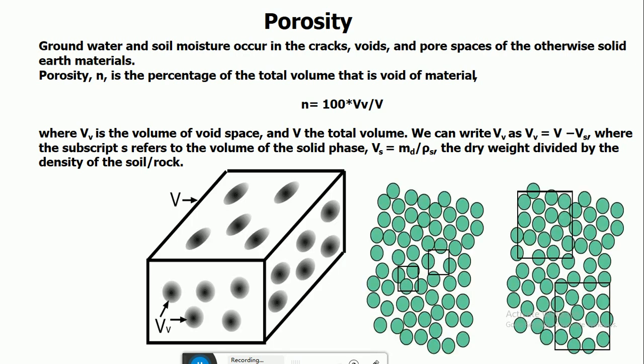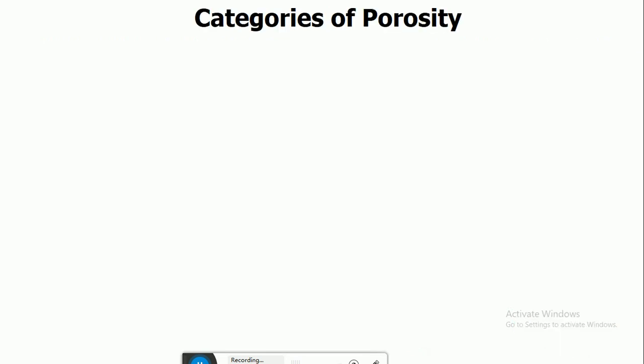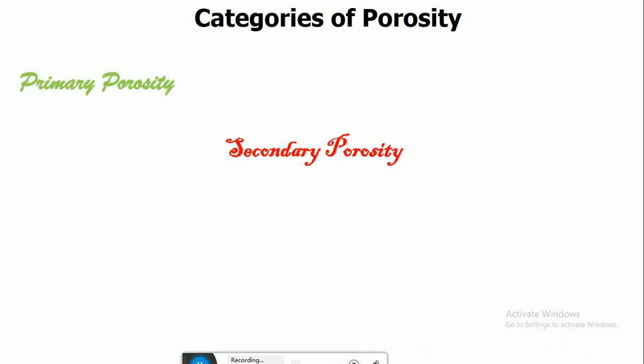Okay. Now, porosity depends on the arrangement. In this case, the porosity is large. In this case, the porosity is small. This also depends on the grain size and grain packing. Categories of porosity: primary porosity and secondary porosity. You know well. Okay, primary porosity.